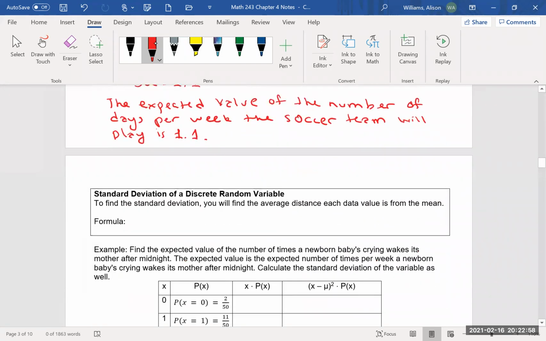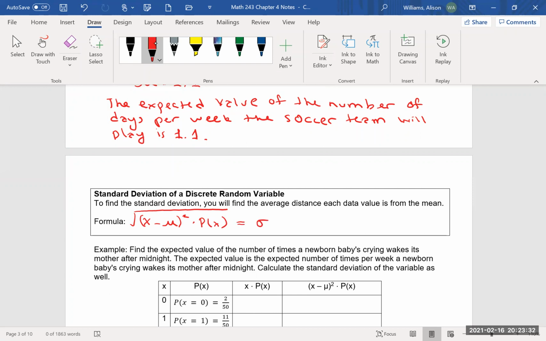Okay, so to find the standard deviation, we're going to find the average distance each data value is from the mean, because that's how we find standard deviation. So what we're doing is we're going to take each data value X, these are the random variable values. We're going to subtract the mean, and I'm referring to this expected value that we found above, okay? And then we're going to times it by the probability and take the square root. That's going to give us our standard deviation.